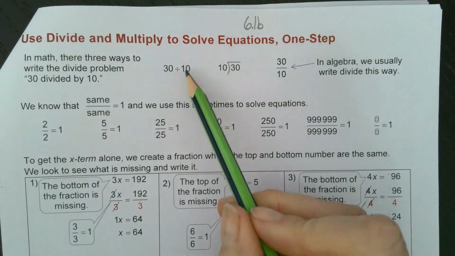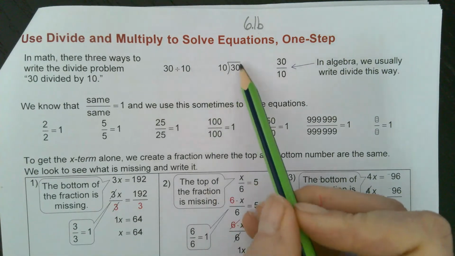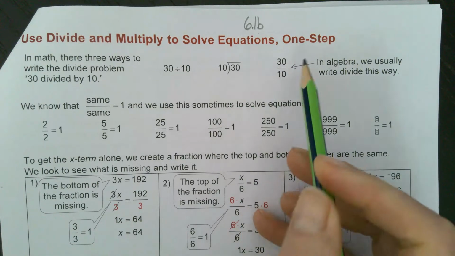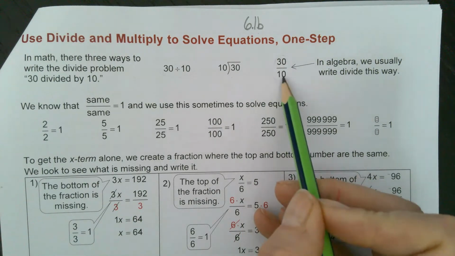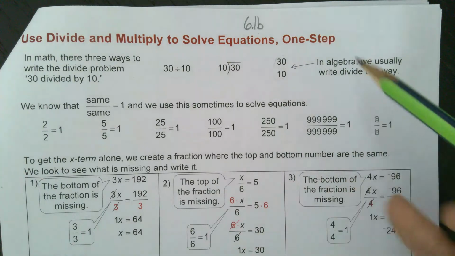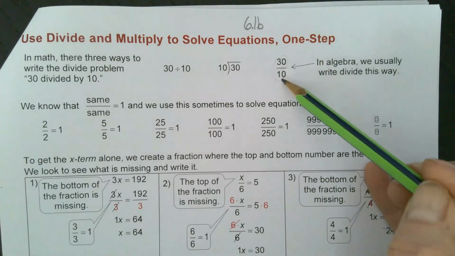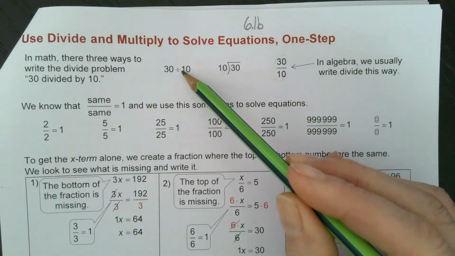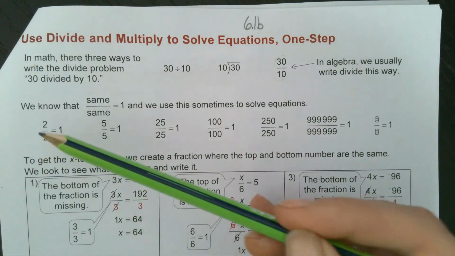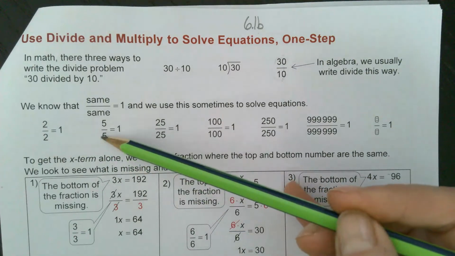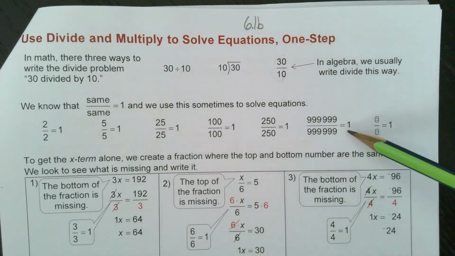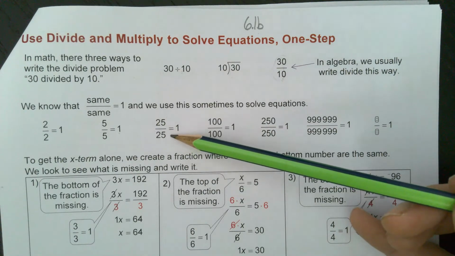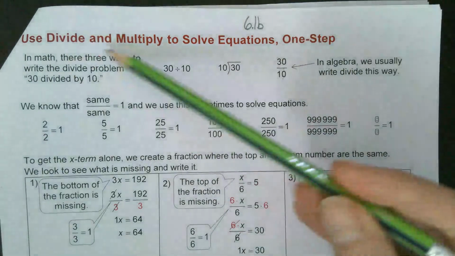So we write divide this way. We write divide this way when we're maybe 10 years old. We don't use this very much now. But in algebra, we use divide this way. So instead of always seeing this as a fraction, see this as divide. 30 divided by 10. Okay? And whenever we have the same number over the same number, it's equal to 1. Okay? And we have to use this to solve our equation, whether it's divide or multiply.